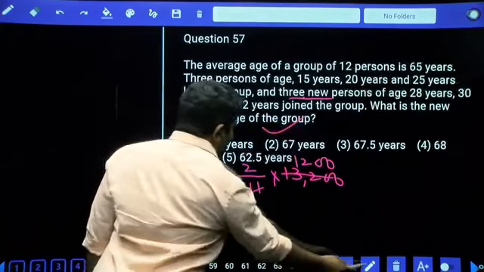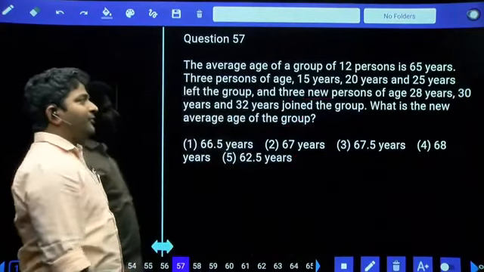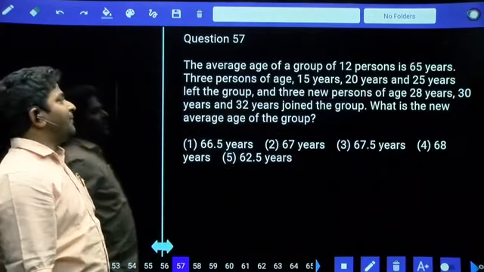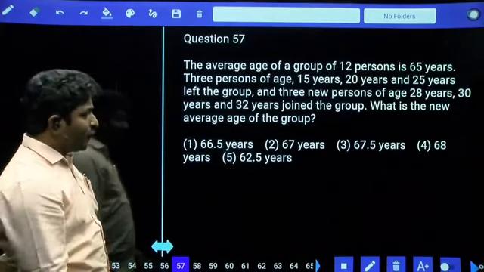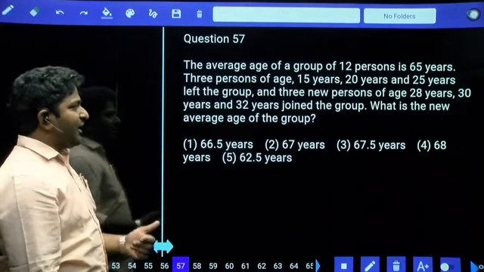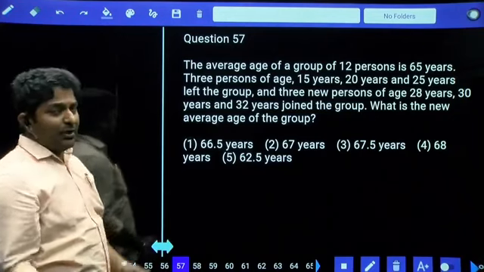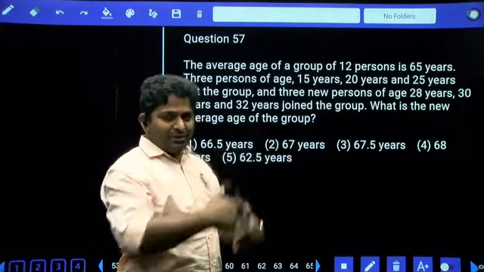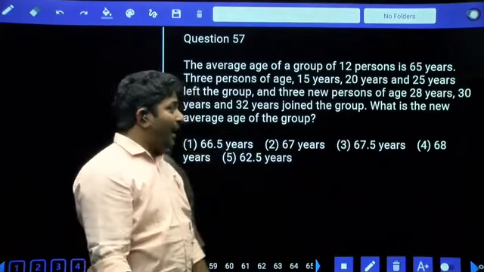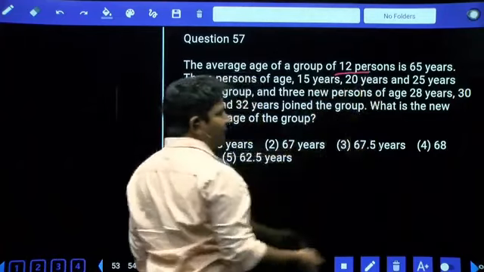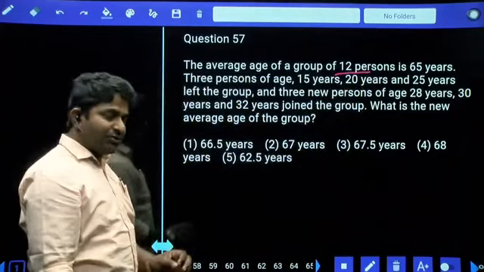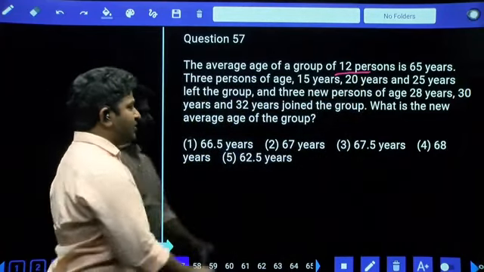Second option. The average age of a group of 12 persons is 65. 3 persons of age 15, 20, 25 left the group. 3 new persons aged 28, 30, 32 joined the group. So 3 members left and 3 more members joined. There is no change in the total number of people. So initially we have 12 people and even after the replacement there are 12 members. What is the new average age of the group?